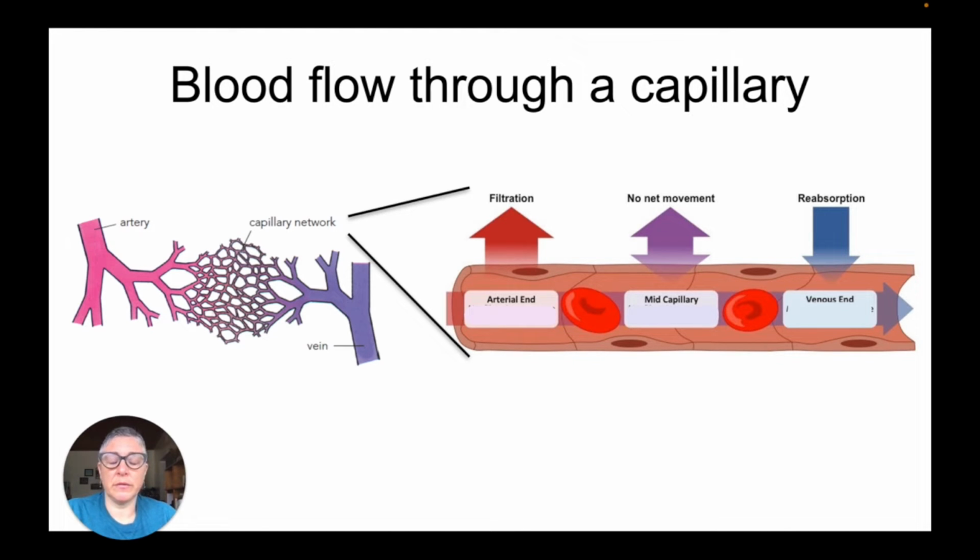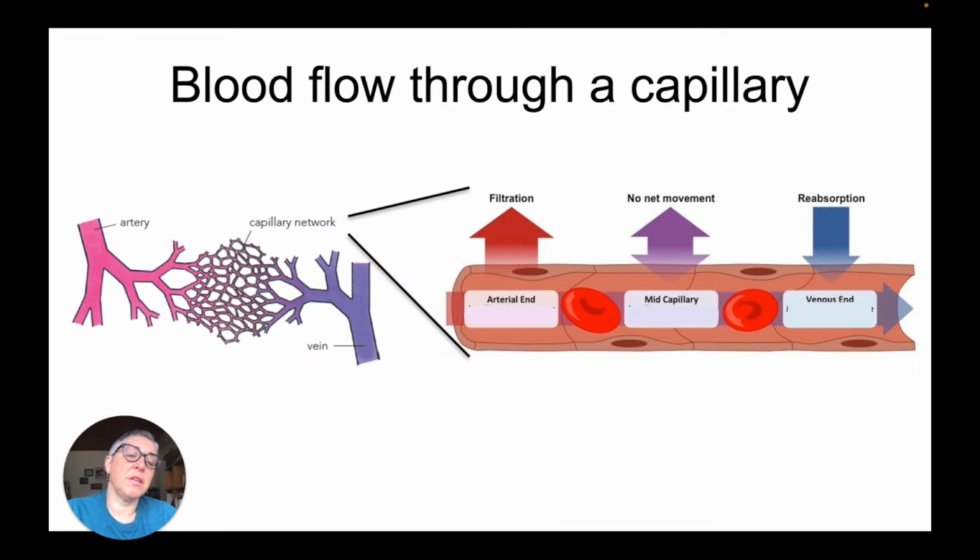That is where, for example, if it's blood flowing to body tissue, the oxygen is going to move out of the capillary into the tissue fluid and then into the cells. And then we have the mid-capillary, where there really isn't any net movement, where we're going to have oxygen and carbon dioxide both moving through, so there isn't any one greater than the other.